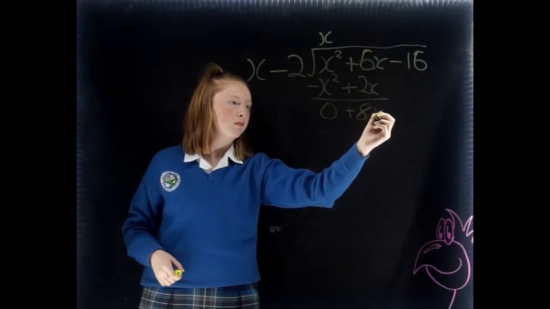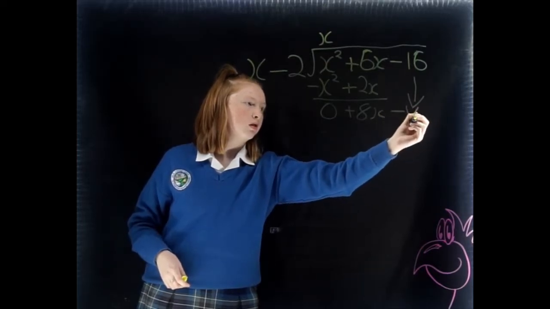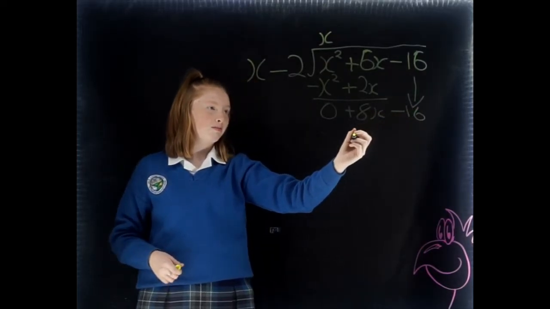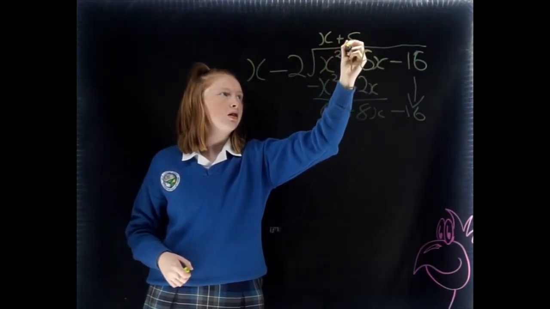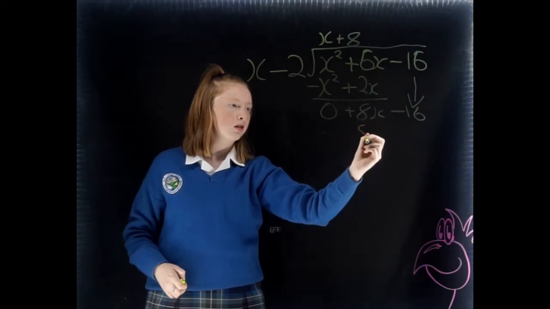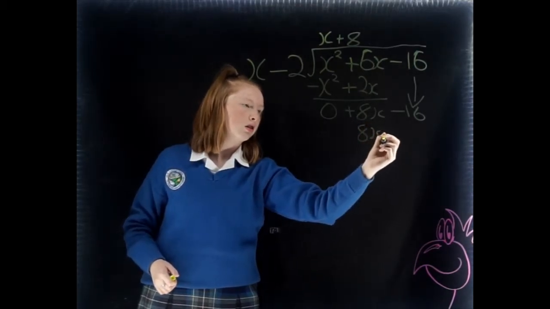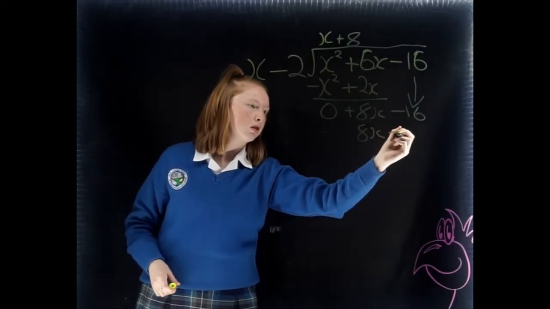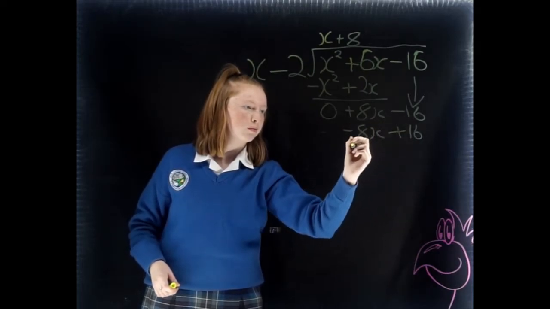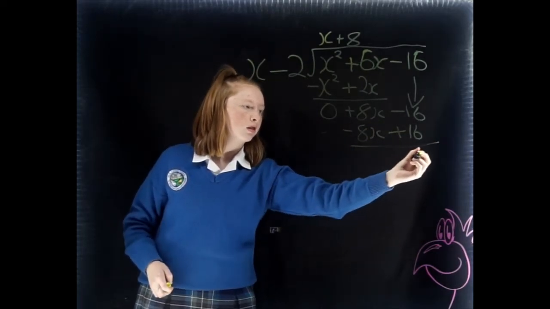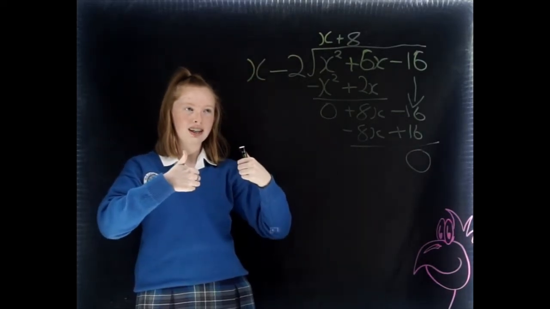The next step, you now need to bring minus 16 down and repeat the same steps. You need to figure out what you need to multiply x by to get 8x, and the answer to that is plus 8. So now you need to multiply plus 8 by x and put it down underneath 8x, and then you multiply plus 8 by minus 2 and you get minus 16. Now you need to change the signs to cancel off, and at this stage you should get a 0. Your answer should be x plus 8.